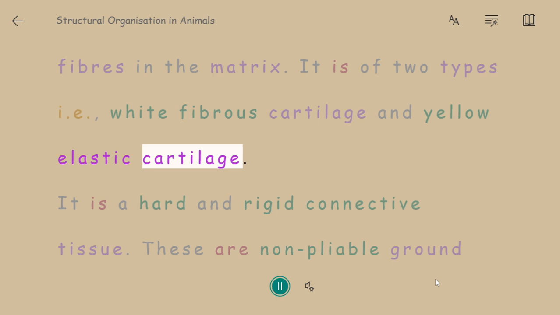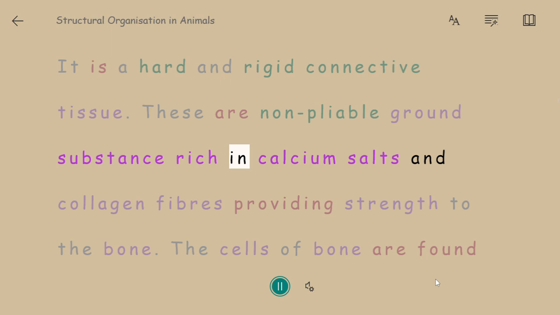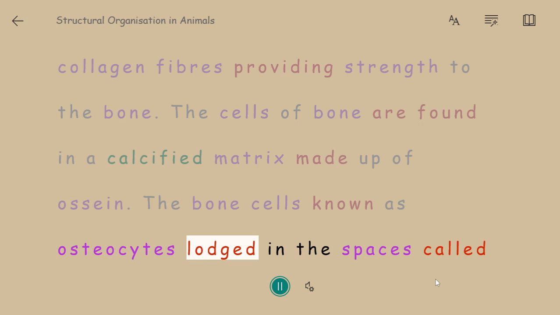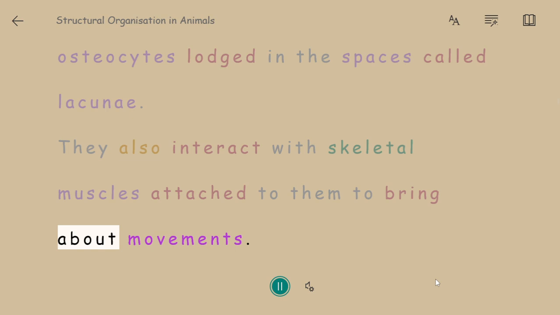Bone. It is a hard and rigid connective tissue. It has a non-pliable ground substance rich in calcium salts and collagen fibers providing strength to the bone. The cells of bone are found in a calcified matrix made up of ossein. The bone cells, known as osteocytes, are lodged in the spaces called lacunae. Bones also interact with skeletal muscles attached to them to bring about movements.